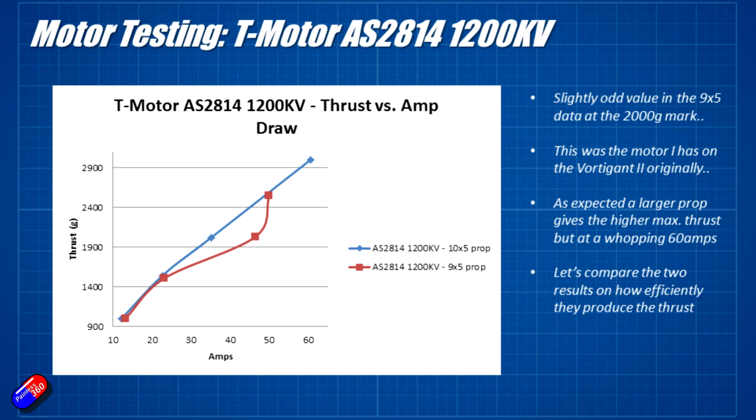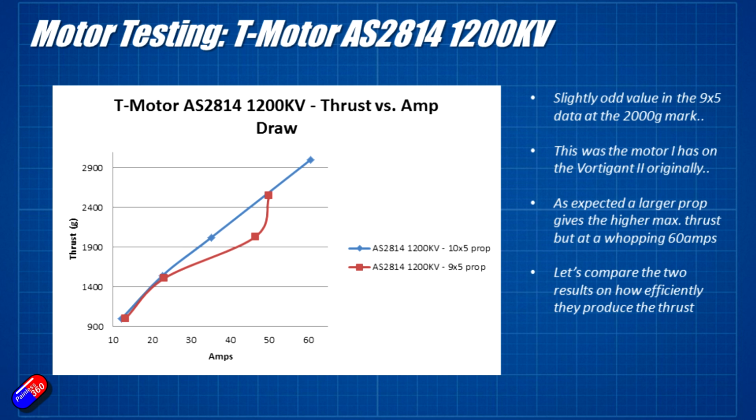Compared to the 9x5 inch prop on the same motor, it's giving us 2,550 grams of thrust, but it's using 50 amps. Now there is a slightly weird data point here at the 2 kilogram level for the 9x5 inch prop, but you can see here that we definitely can get a lot more thrust by propping up. I would have got another 500 grams worth of thrust, but it will be consuming an extra 10.5 amps to do it.